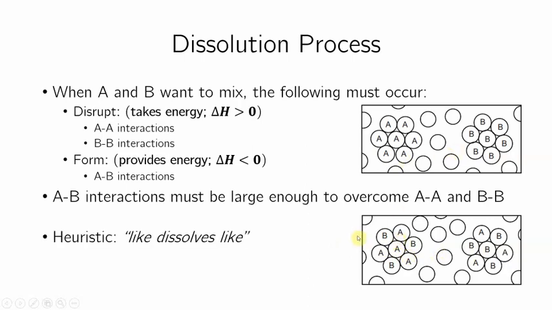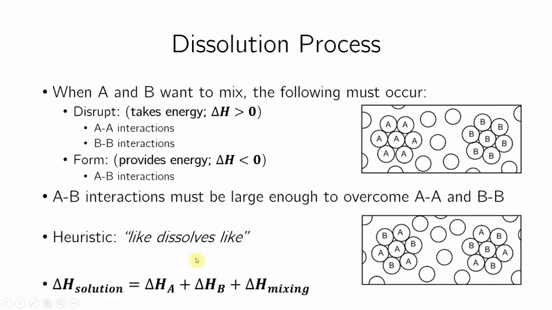And we have a heuristic that says like dissolves like, meaning that if A and B are alike, polarity-wise, like if they're both polar, they will likely form a solution. If they are both non-polar, they will likely form a solution. If we mix polar and non-polar together, they likely will not dissolve one another. That's the heuristic. Heuristic meaning rule of thumb. So the rule of thumb is that like dissolves like, and we'll discuss this in a minute as well.